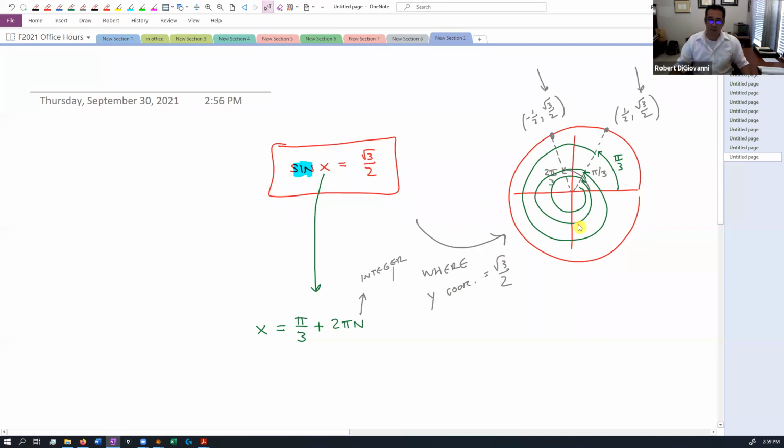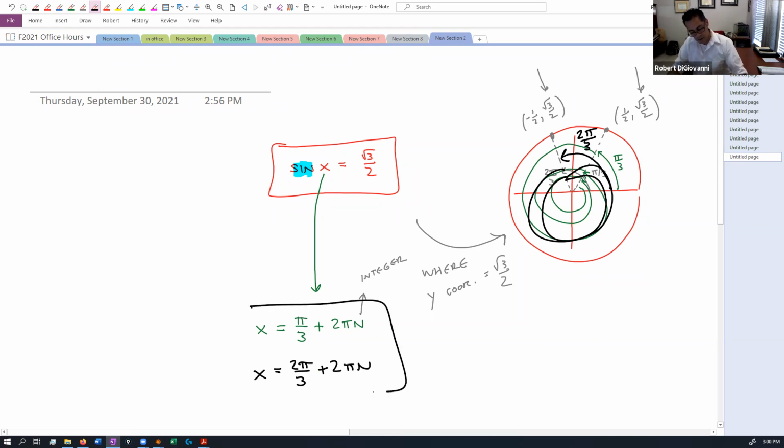That's only half the answers, though, right? The other half come from the 2 pi/3. So you can make the same argument. Start out at 2 pi/3, and then do full rotations to get back. So 2 pi/3 plus 2 pi n. Those are all the solutions to that equation.